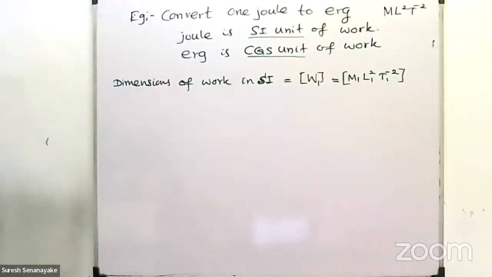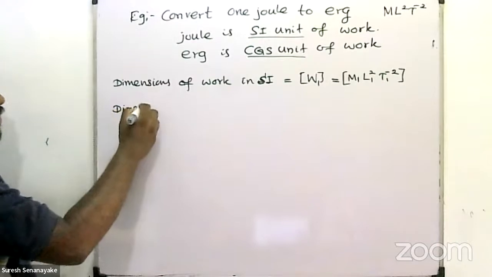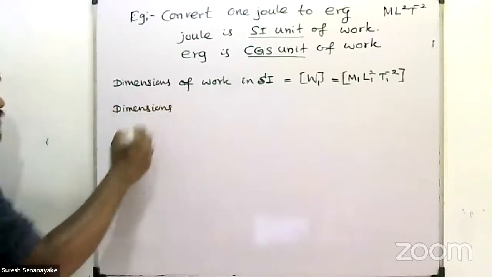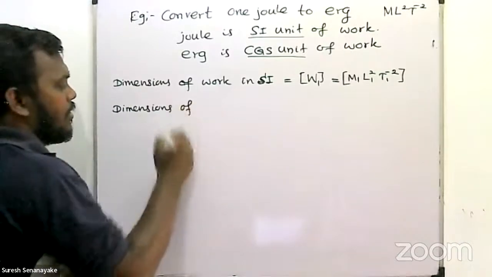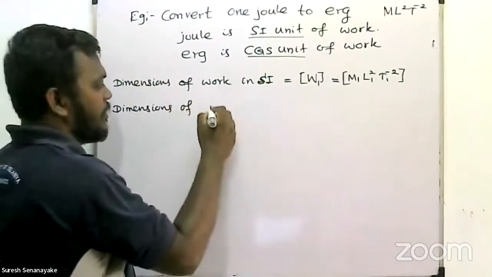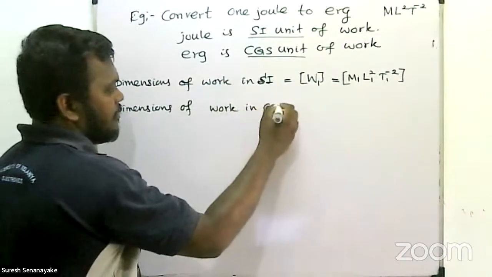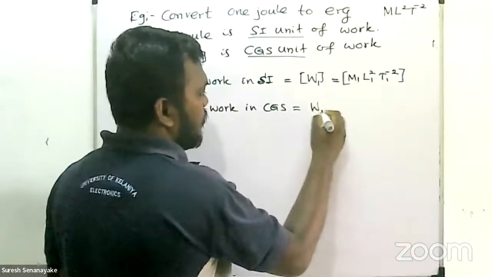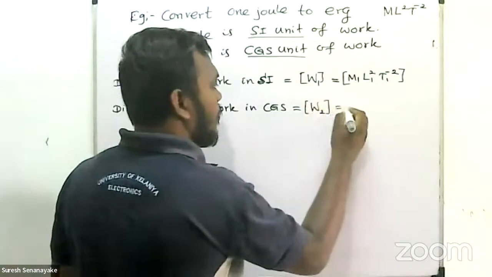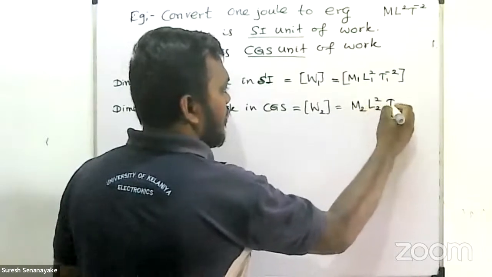Write the dimensions. The dimensions are not different in both systems. It's the same; the units are different. Dimensions of work in the CGS system you can write as W2, M2 L2 squared T2.